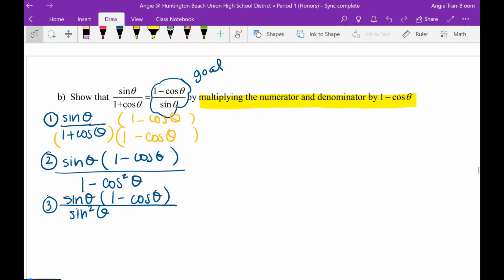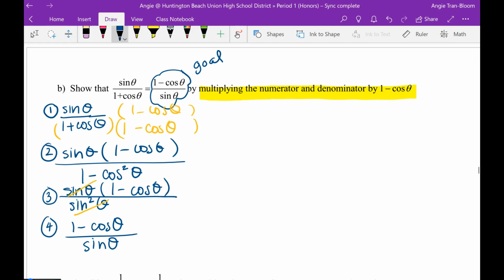Now what? Can I simplify? If I do, am I at the goal? Yep. So step 4, I can simplify one of those and cancel one of those. So here's my answer, 1 minus cosine of theta all over sine of theta. That's where you need to stop because that's the goal.